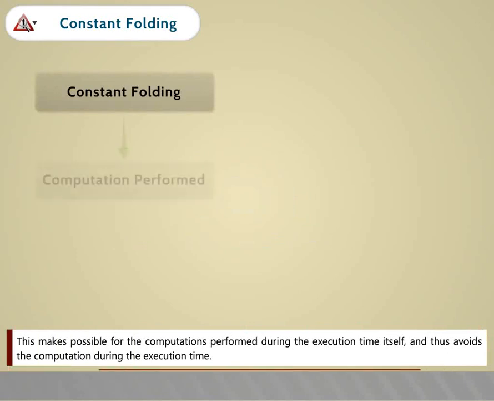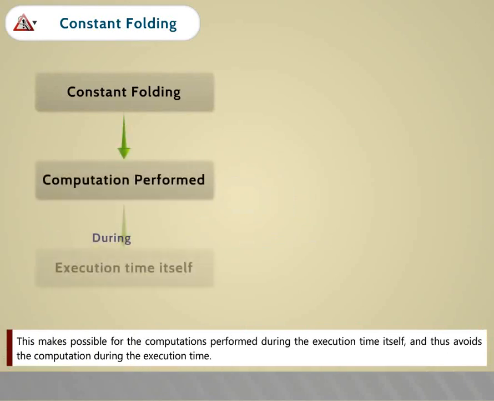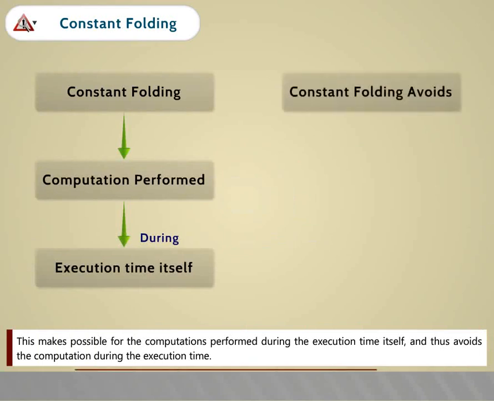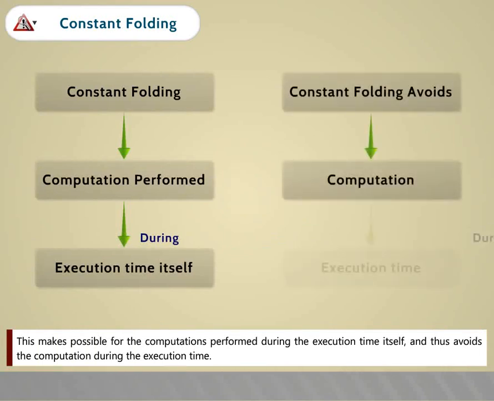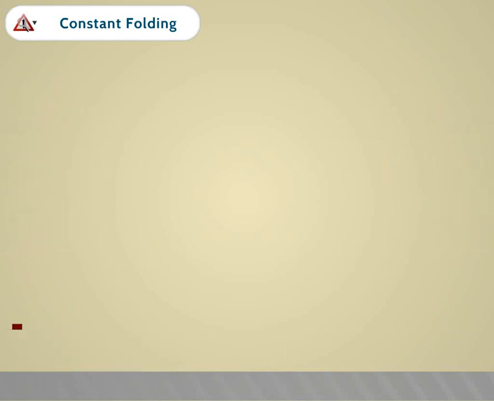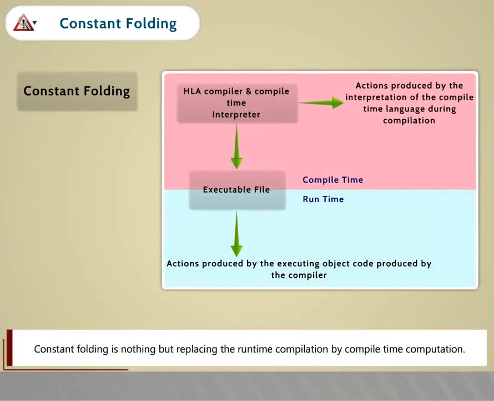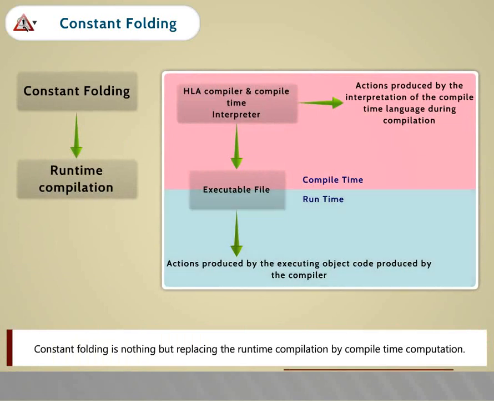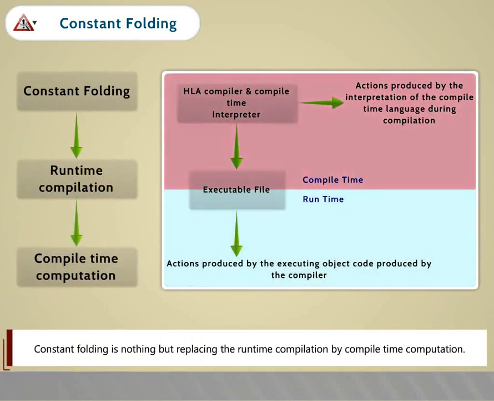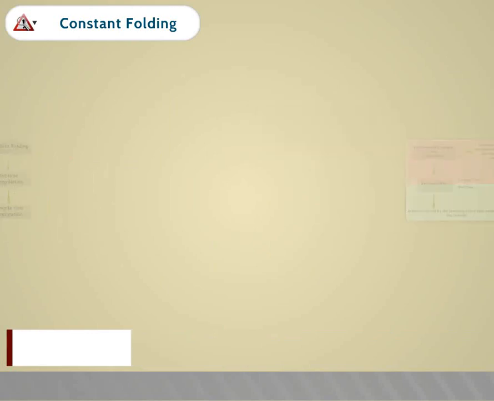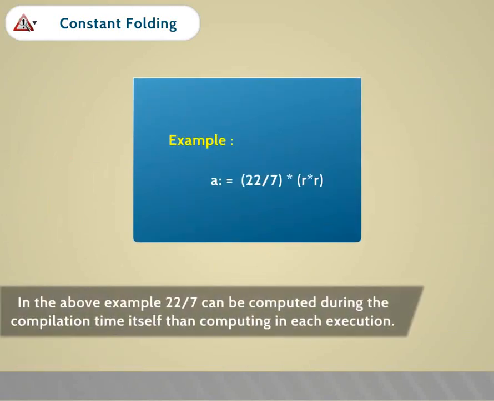This makes possible the computations performed during the execution time to be done at compile time itself, and thus avoids the computation during the execution time. Constant folding is nothing but replacing the runtime computation by compile time computation. Example: A is equal to 22 by 7 pointer R. In the above example, 22 by 7 can be computed during the compilation time itself rather than computing in each execution.